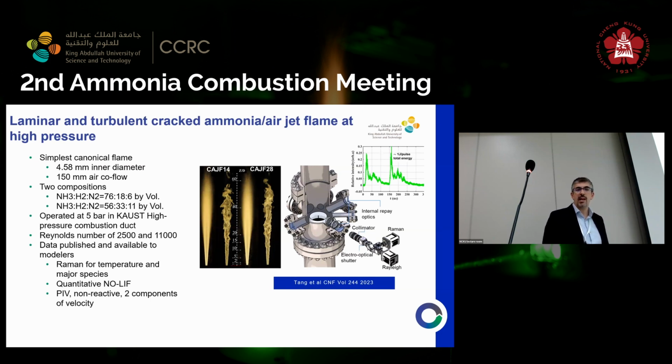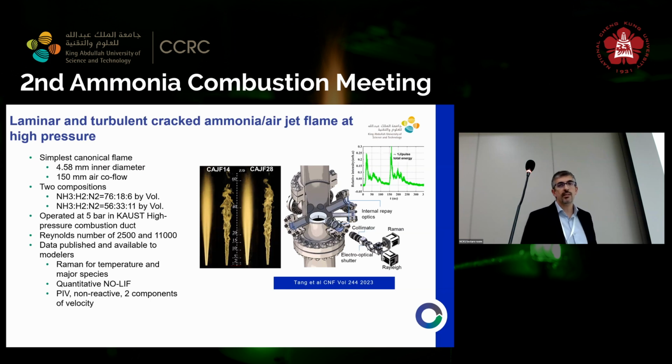In summary, what we had for this test case was two cracking ratios, 14% and 28%. This is now actually cracked ammonia. We're simply simulating the composition of cracked ammonia by mixing hydrogen, nitrogen, and ammonia. We consider two Reynolds numbers, one laminar flame as a reference, just as a sanity check that we're doing everything okay, and the turbulent flame at 11,000 Reynolds number, so a fairly modest turbulence level.